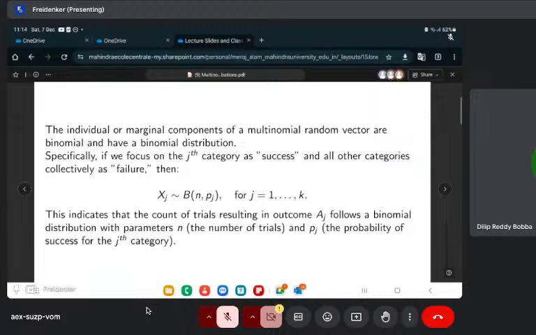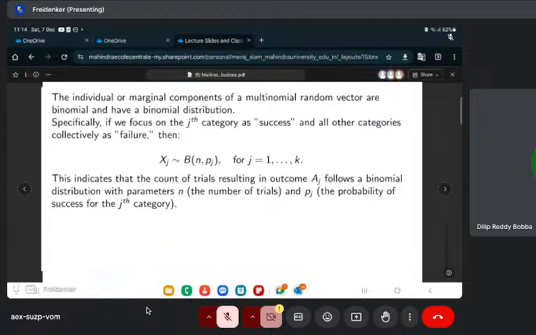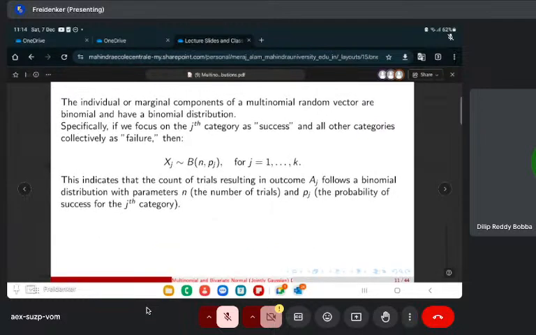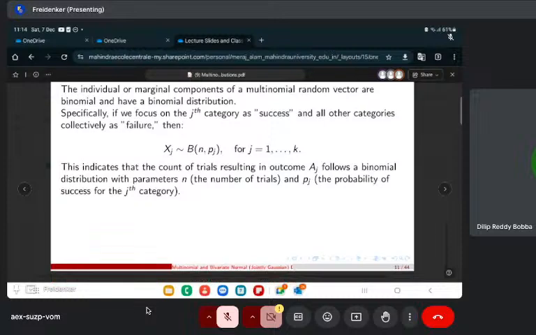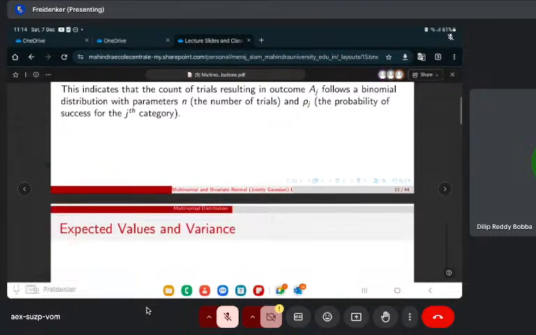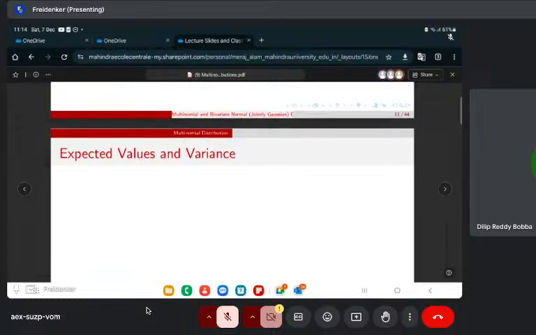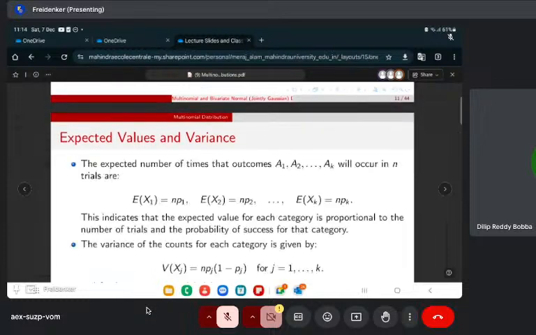Fine. You can give it some thought, but if you want to find the marginal of a random variable in a multinomial probability distribution, you just have to consider this. That random variable will follow a binomial distribution where n is n only, but p now becomes pj, where pj corresponds to the probability of success of event capital Xj.